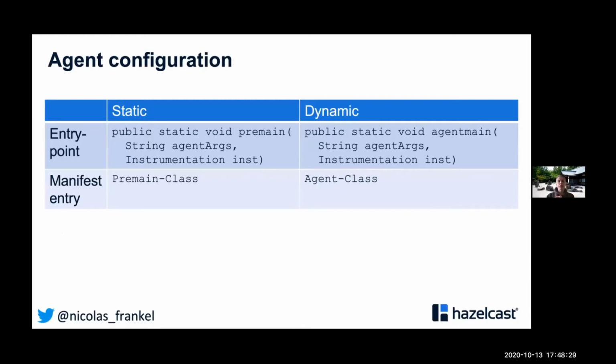To configure an agent, it's quite easy. First, you must have an entry point, just like in a regular Java application, where you must have a main method. In a Java agent, you must have either a premain for a static agent or an agentmain for a dynamic agent. Likewise, it needs to be referenced in the manifest. Just like you have a premain method, you have a Premain-Class entry, and when you have an agentmain, you have an Agent-Class entry. Again, this is very similar to having your main class in a regular jar. Notice that there is an additional parameter, instrumentation. I will talk a bit about it just afterwards.